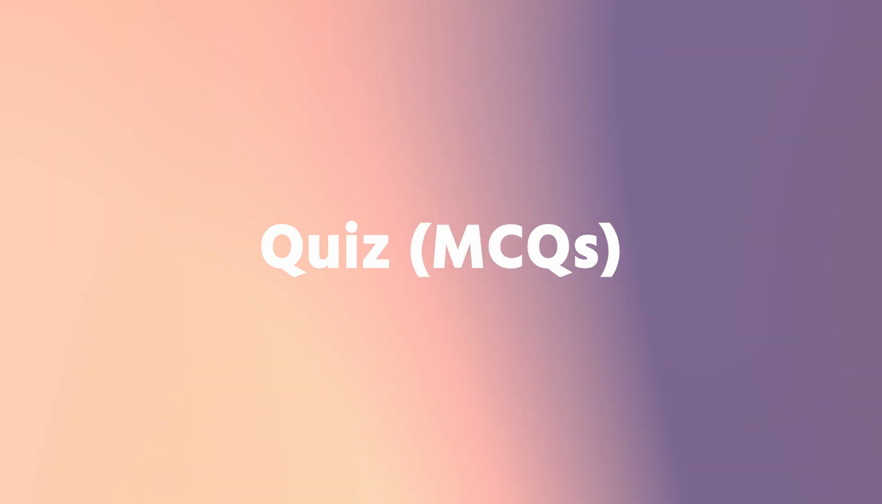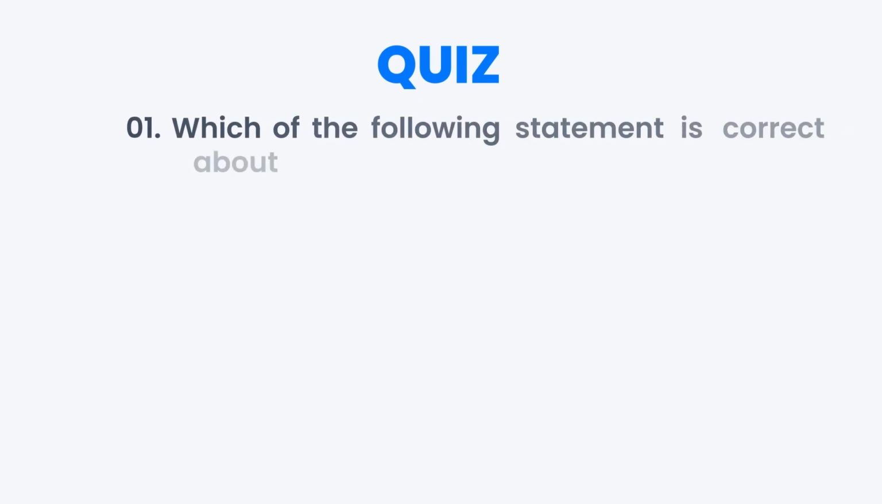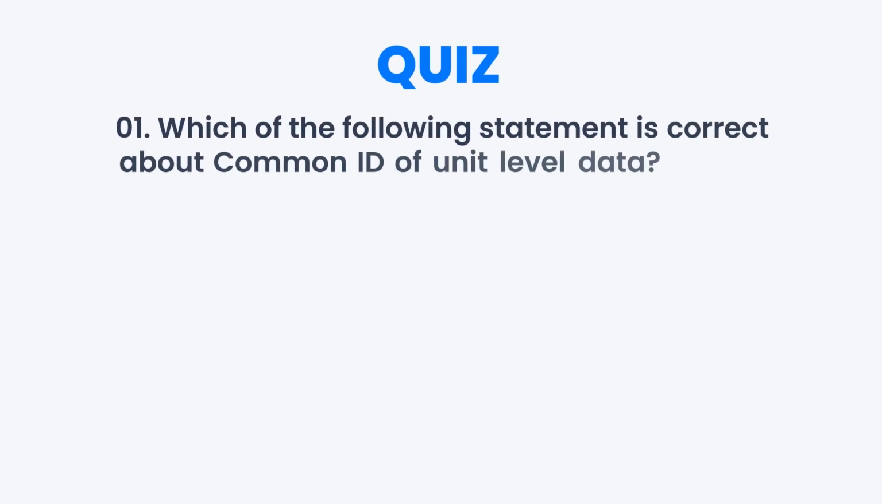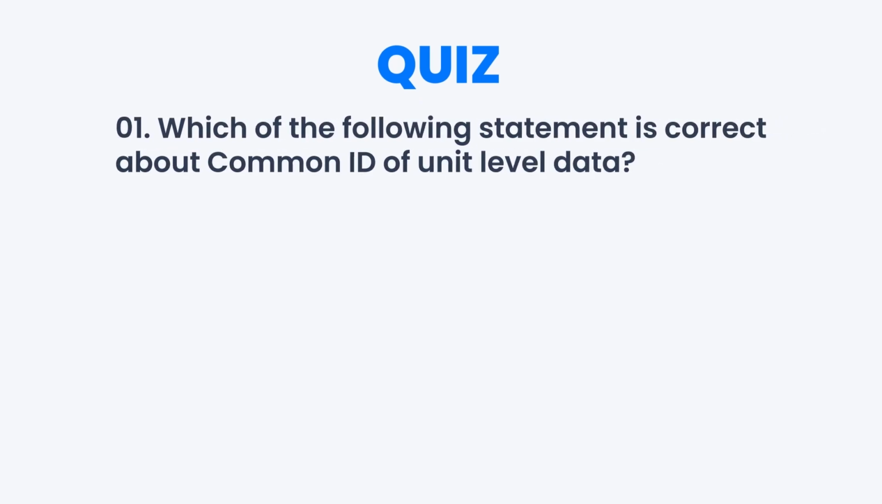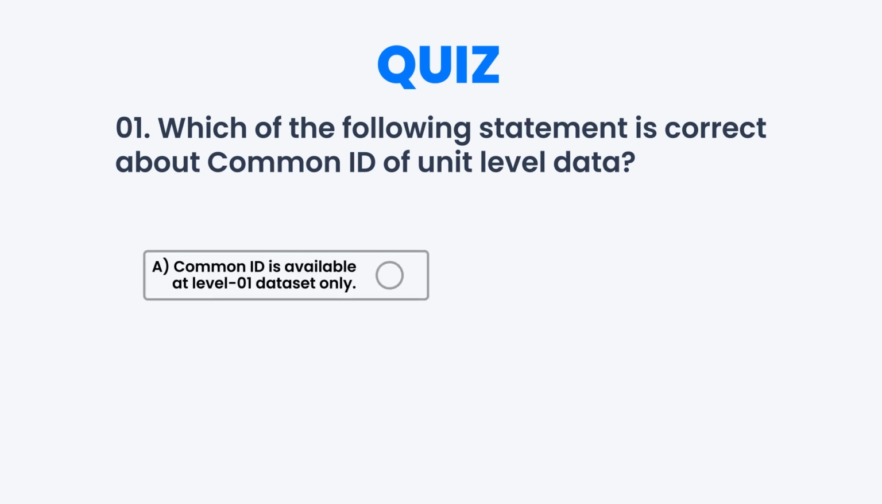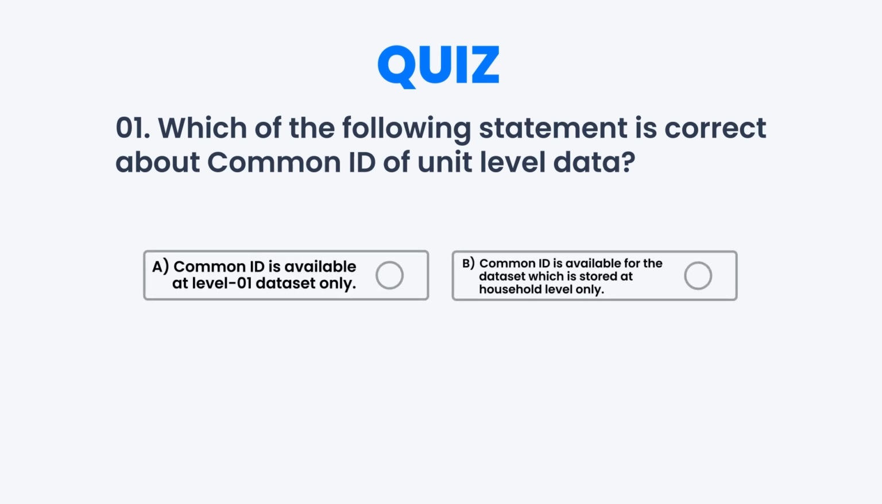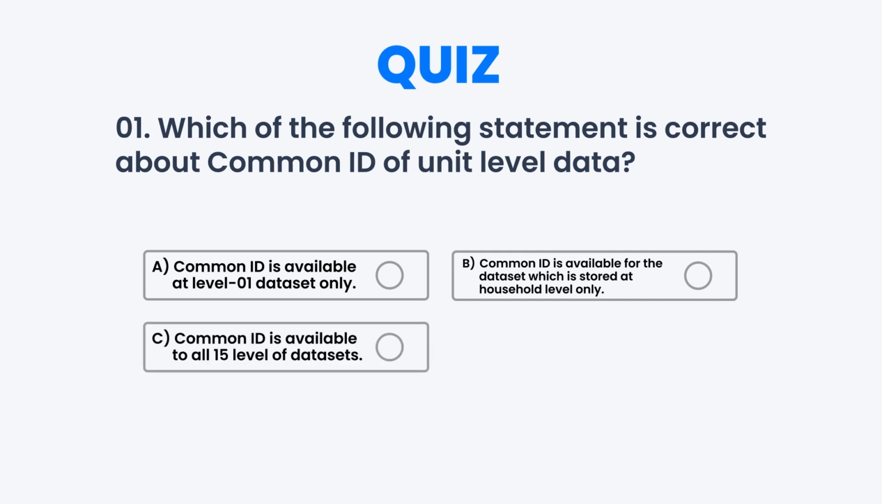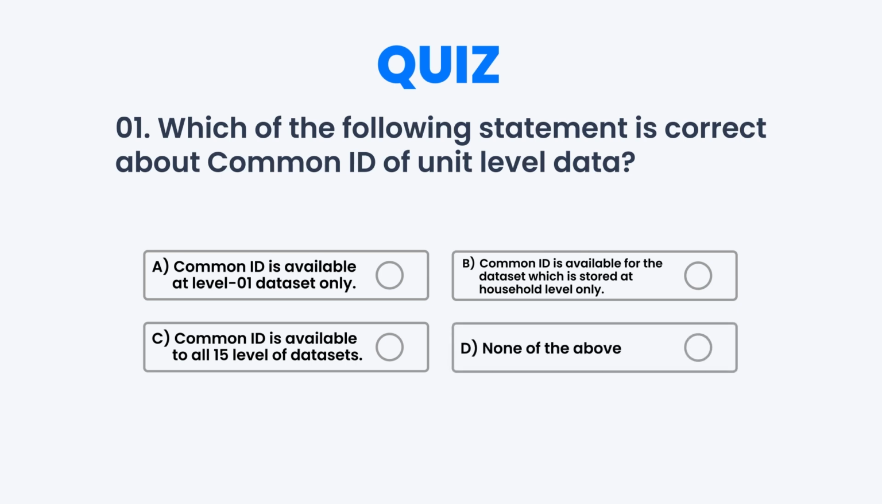MCQs. 1. Which of the following statements is correct about common ID of unit-level data? A. Common ID is available at level 01 dataset only. B. Common ID is available for the dataset which is stored at household level only. C. Common ID is available to all the 15 levels of datasets. D. None of the above.